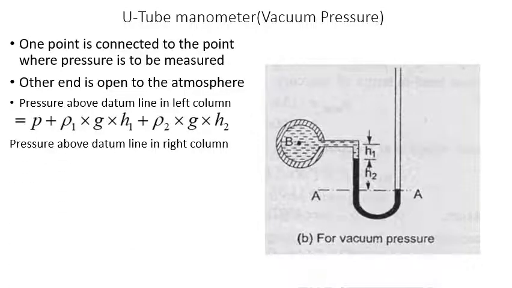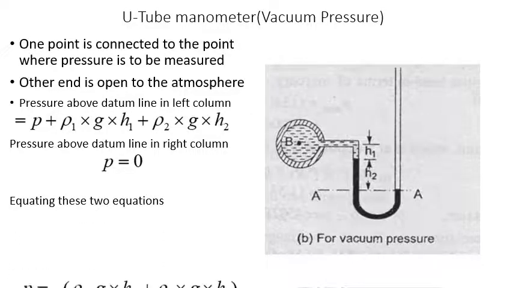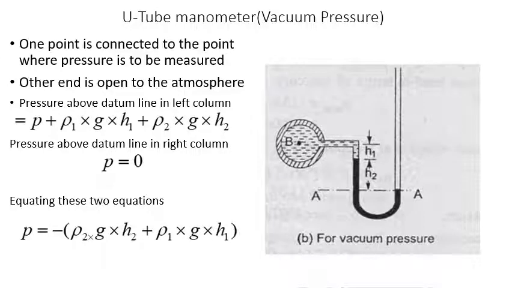Now the pressure above the datum line in the right column is equal to 0, that means there is atmospheric pressure above the datum line in the right column. So now equating these two equations, we will get the pressure is equal to minus rho 2 into g into h2 plus rho 1 into g into h1. Here the minus sign indicates that it is a vacuum pressure.